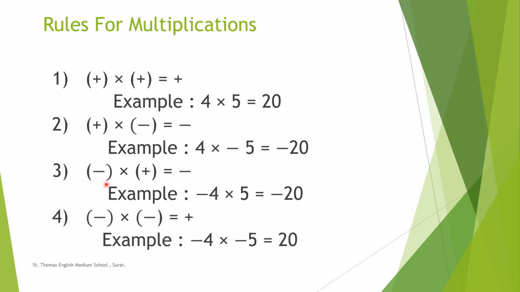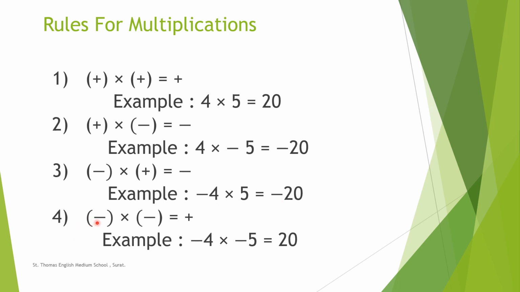Third one, minus multiplied by plus. That means one negative number and one positive integer. When you multiply these two, always you will get a negative integer. For example, minus 4 multiplied by 5. This is a negative integer and this is a positive integer. So, always the answer is a negative integer. 4 5s are 20 and put minus sign.